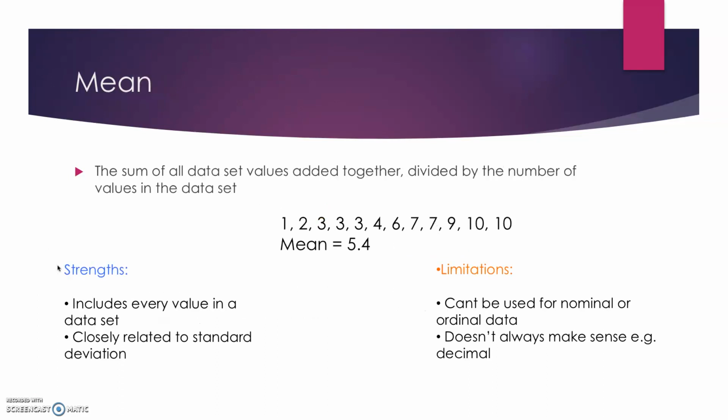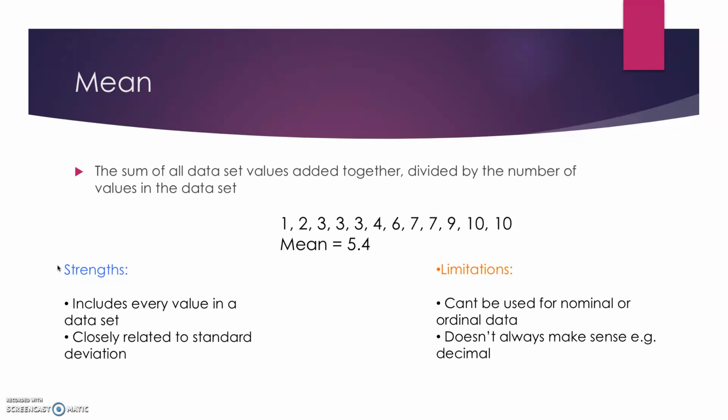Finally, we have the mean. This is also known as the average, and it is the sum of the values added together divided by the amount of values in the dataset. So, for example, in this dataset here, there are 12 numbers, and they add together to make 65. Therefore, we take 65 and divide it by 12, which gives an answer of 5.416 recurring, which to one decimal place is 5.4, which is the mean or average for this set of data.